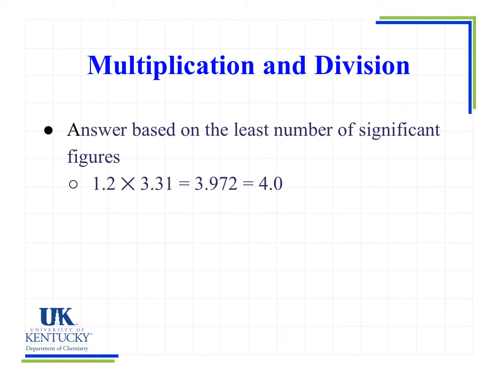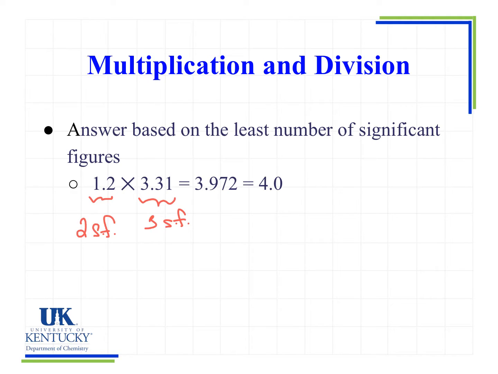Now for the second rule dealing with calculations and significant figures, and that applies to multiplication and division. Our answer in this case is going to be based on the least number of significant figures in our answer. So when I look at the two numbers in my problem, I see that I have 1.2, which has two significant figures, and I have 3.31, which has three significant figures. Therefore, my answer can only have two significant figures.